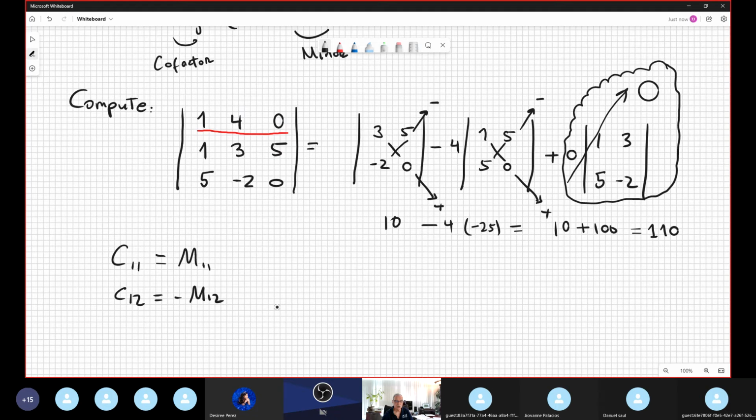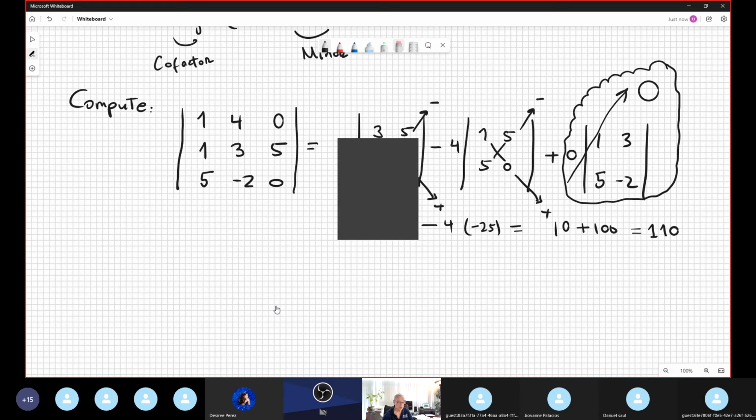So now my question is, professor, you say okay, to expand the determinant using the cofactor formula, you can use any row or any column. Okay. Suppose that I am using.